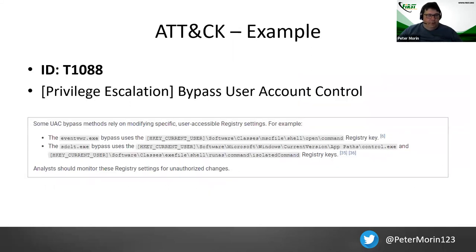Some more examples. Here's one, T1088. So this is the type of thing we're going to see, and this is what we're going to build our Sysmon use cases around. For example, UAC bypass methods modifying specific user accessible registry settings. You can see here there's a modification of these various registry keys. So being able to modify registry settings for unauthorized change.